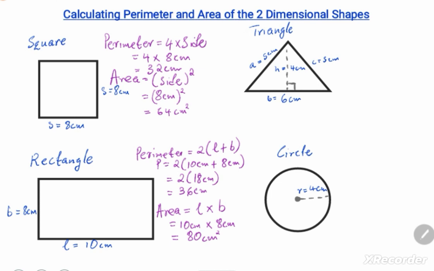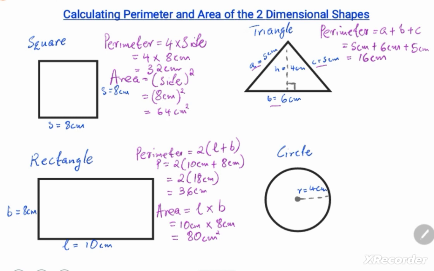All right. Next, we look at the triangle. For the triangle, we know that perimeter is still the distance around the shape. So we'll simply say, in this case, it will be A plus B plus C. So it is this side, and this side. So let's go ahead and substitute. So we'll have A is 5 centimeters plus B is 6 centimeters plus C, which is 5 centimeters as well. So this will give us a total of 16 centimeters.